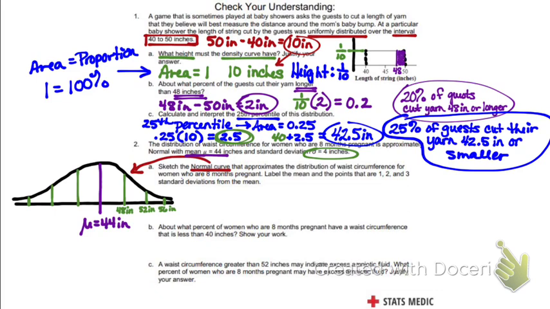Going to the left, I'm not adding anymore. Now I'm going to be subtracting 4 each time. So what would my first standard deviation to the left be over here? 40 inches. And then what? 36 and 32.